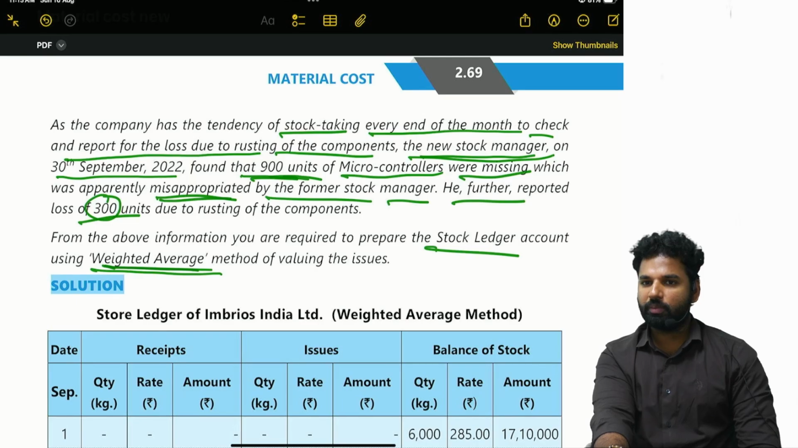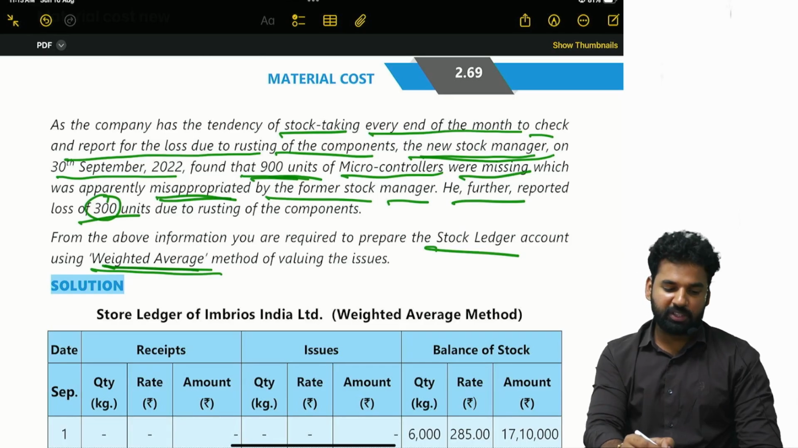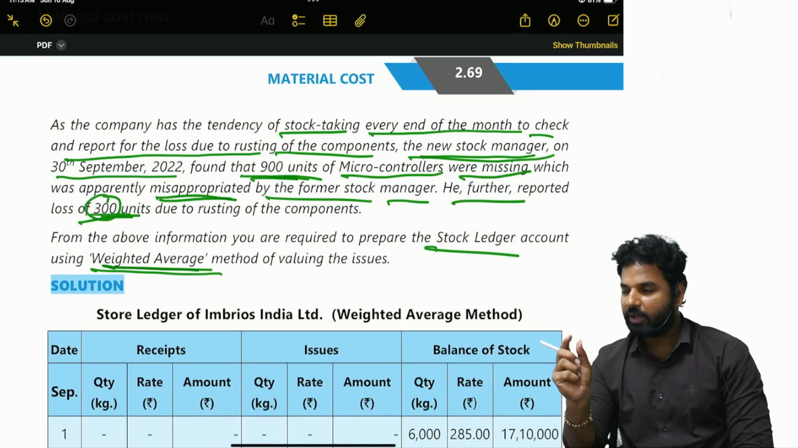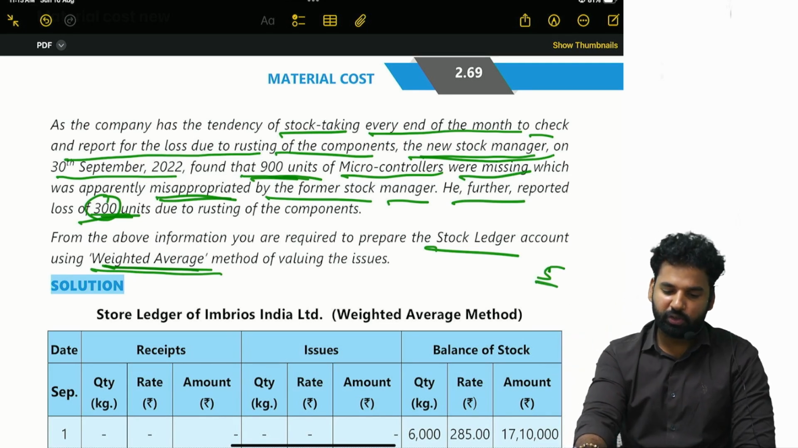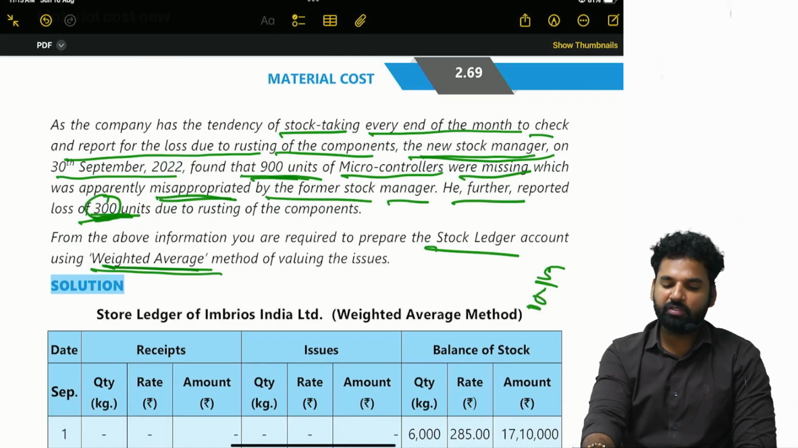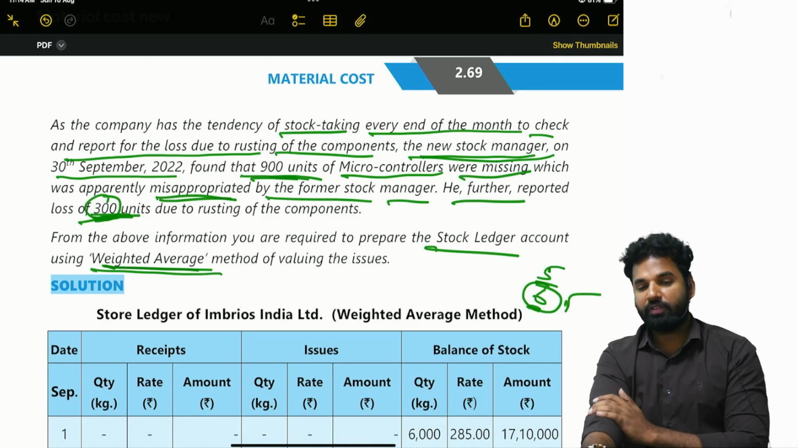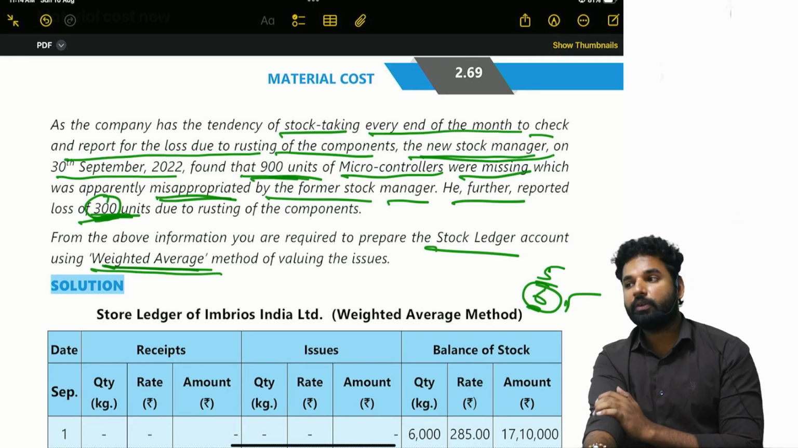With respect to normal loss, what shall be done? The cost of the material shall be increased, I mean the unit price of the material shall be increased. So whatever the cost of the 300 units is, that cost has to be absorbed by the other materials. That means if the unit price is 5, as a result of absorbing the 300 units, the unit price will change to 6. That means such absorption shall be done with respect to normal loss. With respect to abnormal loss, it will be treated like issues.